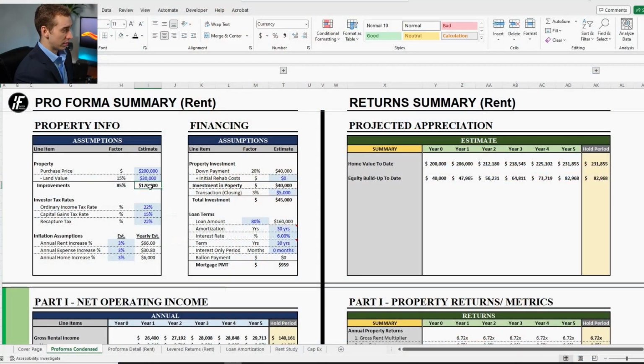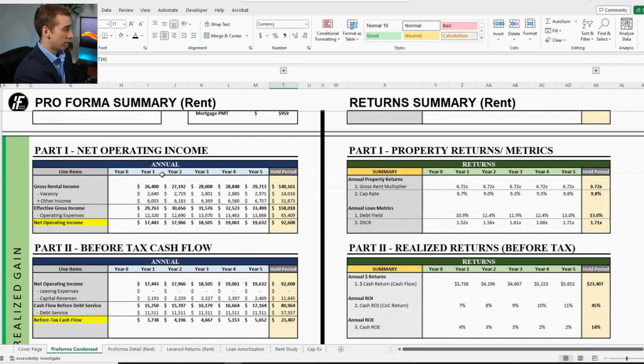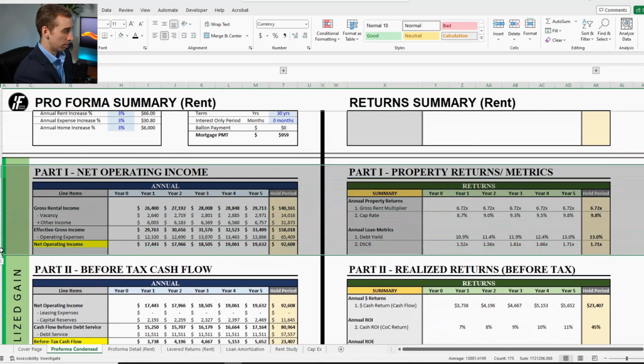So the deal metrics are the same. I'll quickly cover it again. Purchase price $200,000, loan amount $160,000. So that gives us a down payment of $40,000. So again, we're going to be looking at today just the first bit of the pro forma, which is the NOI.